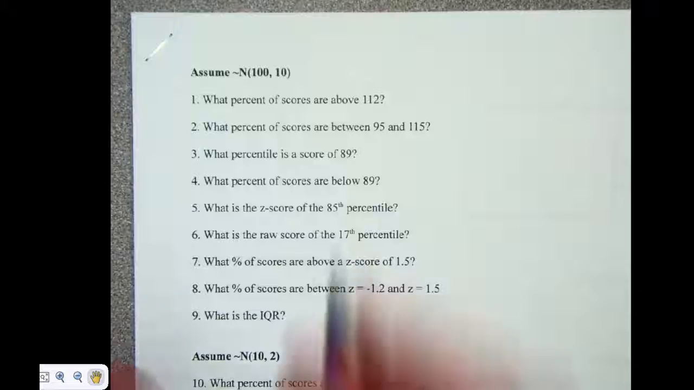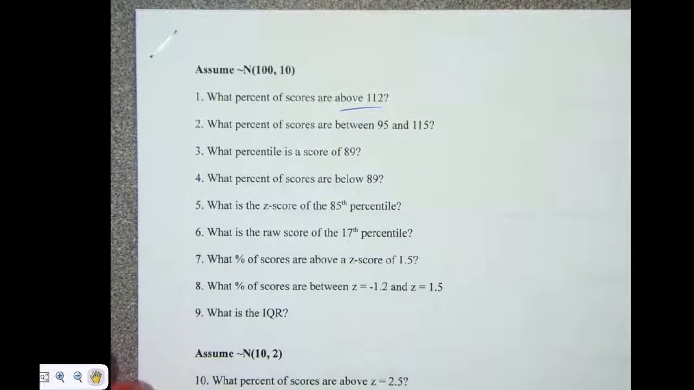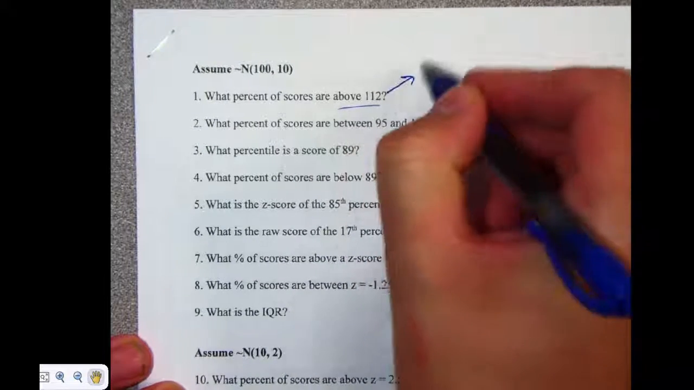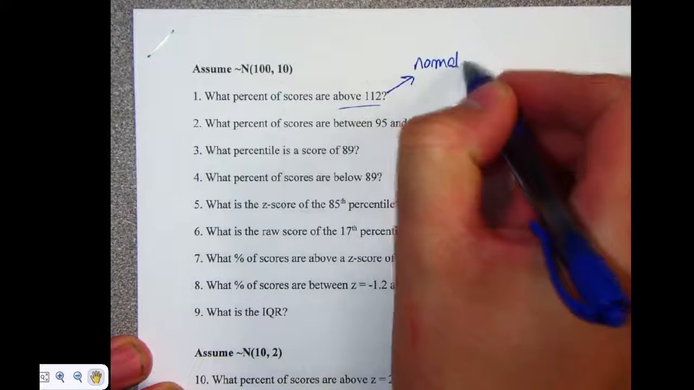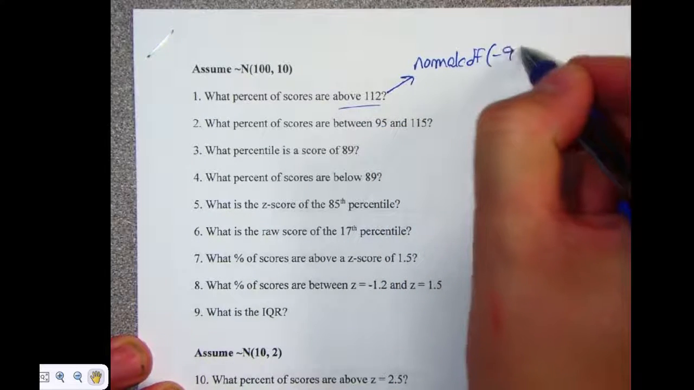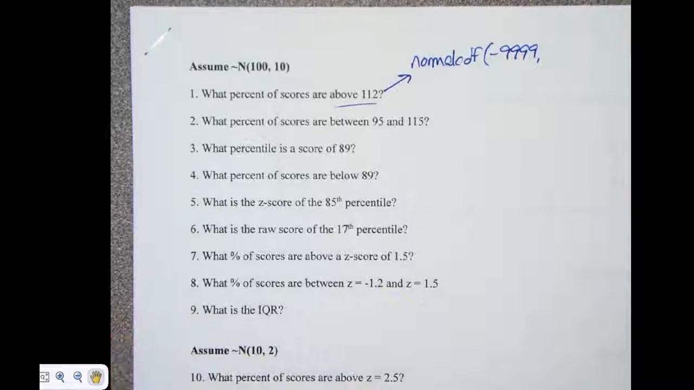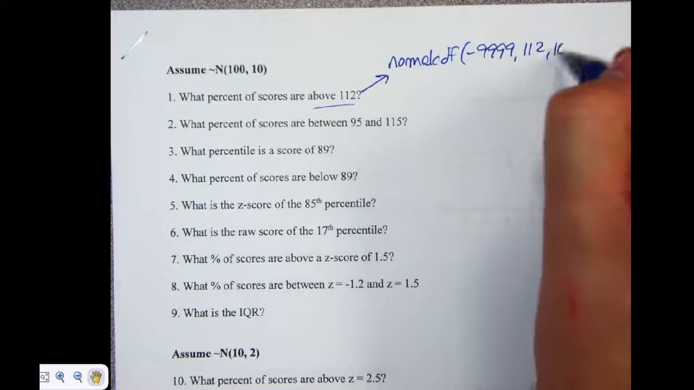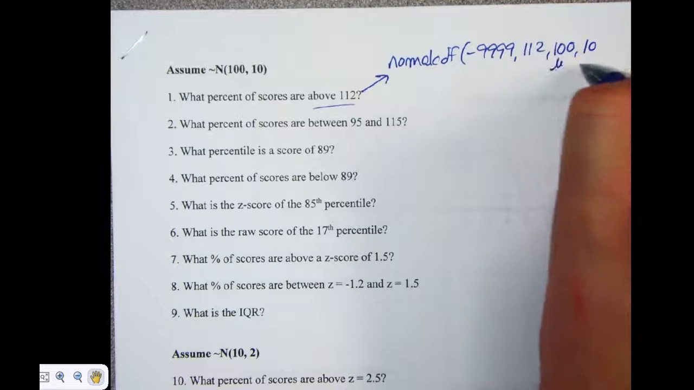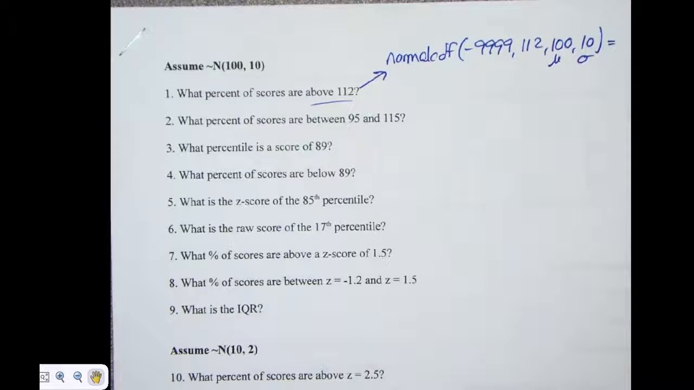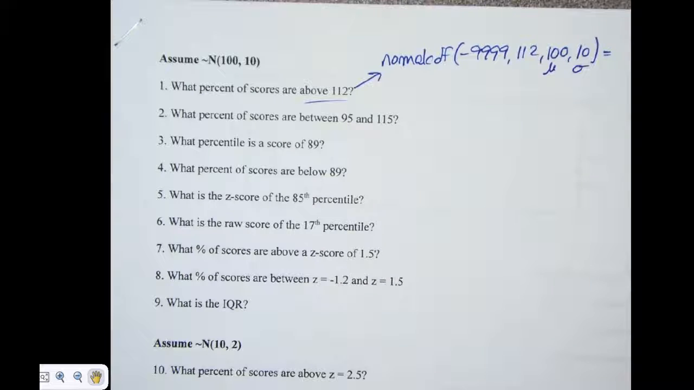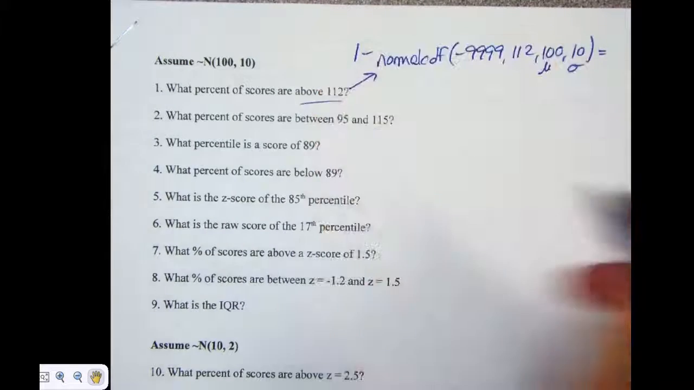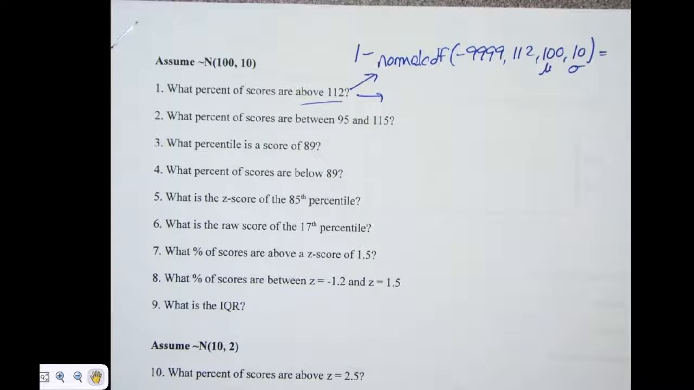What percent of scores are above 112? What you guys have learned so far is you can go like this: normal CDF, negative 999, up to 112. Tell the calculator the mean and the standard deviation. Label the mean and the standard deviation. But what am I going to have to do with that answer? I'm going to have to subtract it from 1. Well, there's another way you can do it. So go ahead and do it. Let's see what we get.